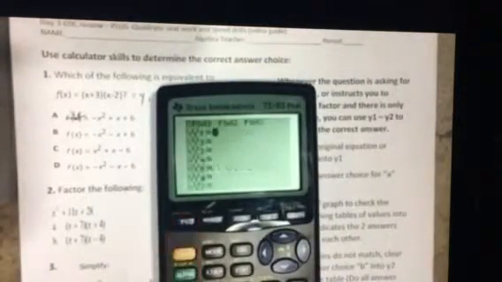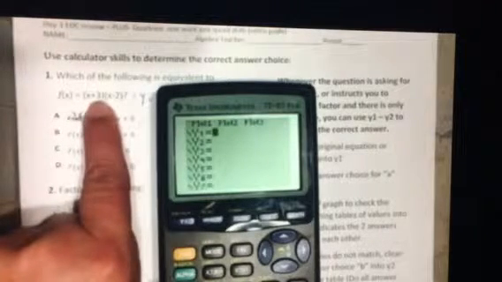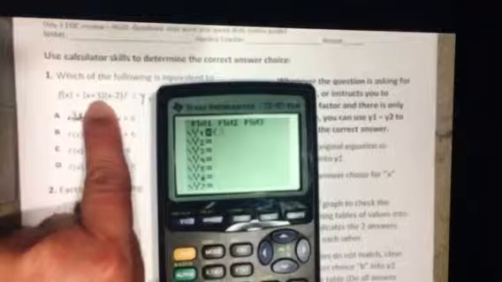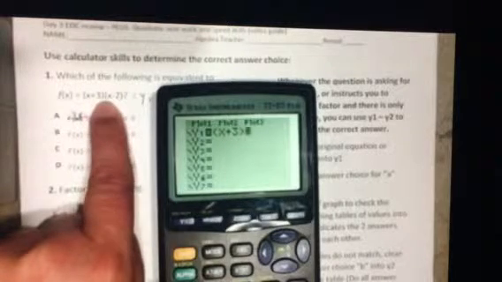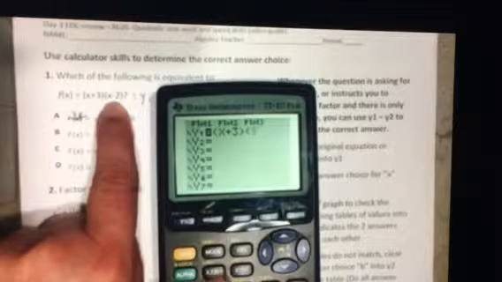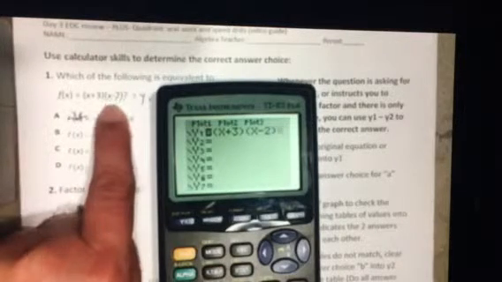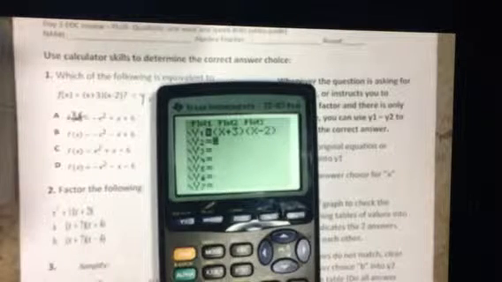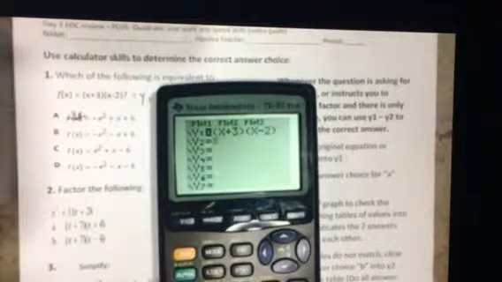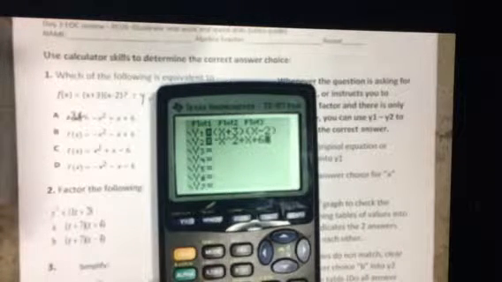So first of all, I'm going to take choice a and put it into y2. My calculator is cleared. I'm going to go to y equals, and in y1, I'm going to put the equation they gave me: x plus 3, parentheses, x minus 2, close it. Now I'm going to go to my answer choices one at a time. I'm going to put a into y2: negative x raised to the second power plus x plus 6. I'm looking for the tables to be the same.